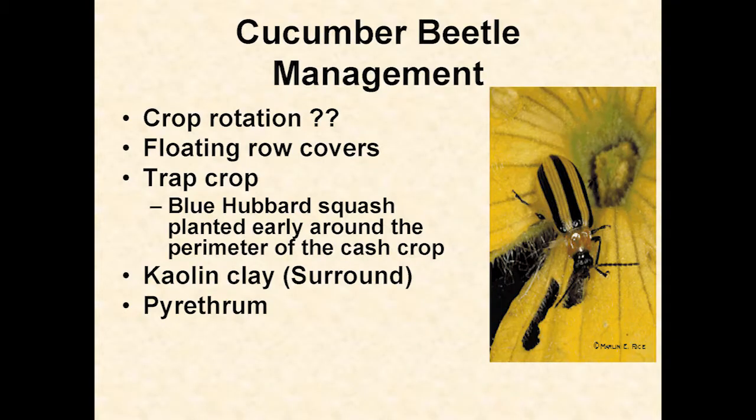Trap cropping gets mentioned, and I'm not sure this is practical for most growers, but it's in the book, so you can talk about planting a ring of blue Hubbard squash around the outside of your crop.